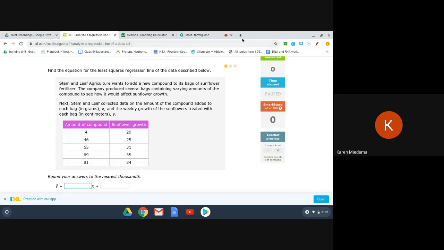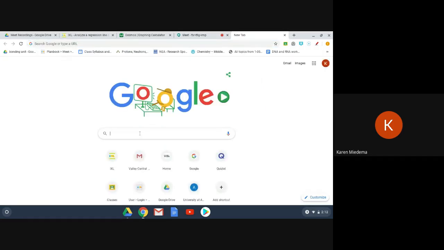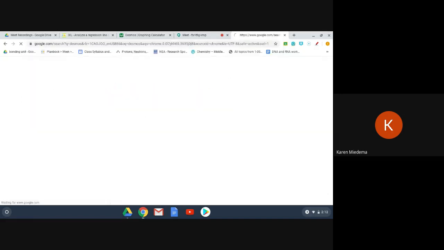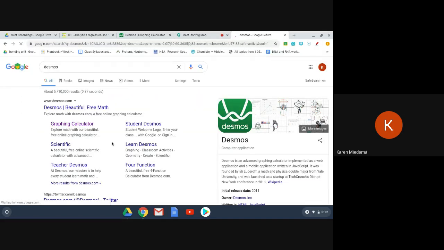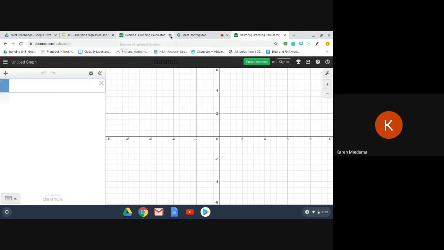So the first thing you want to do is go to Google and just type in Desmos. Mr. Denaxis actually had a tutorial about how to use the Desmos graphing calculator. I typed in Desmos on Google and I want to click on graphing calculator. Okay, so now I have my graphing calculator up.